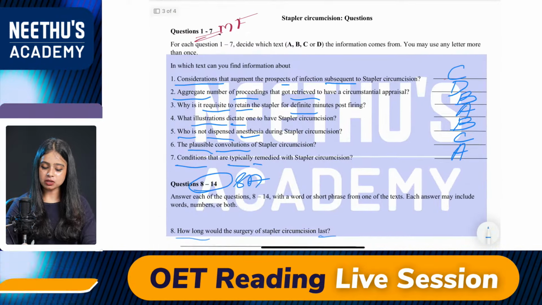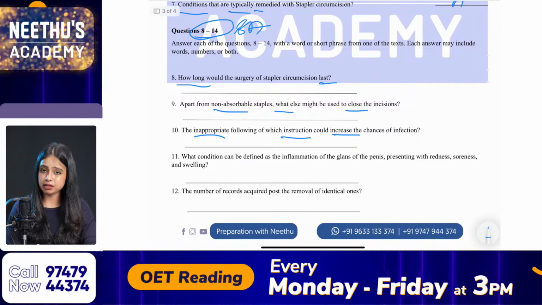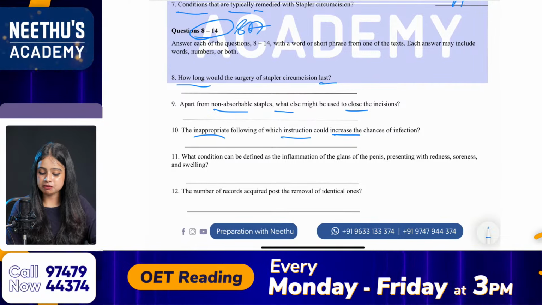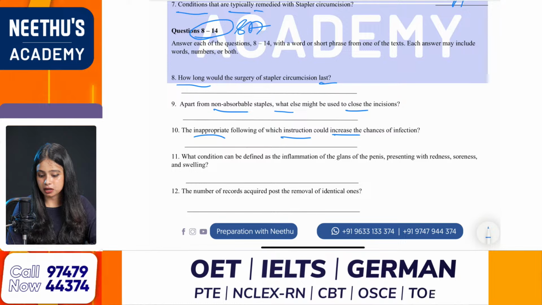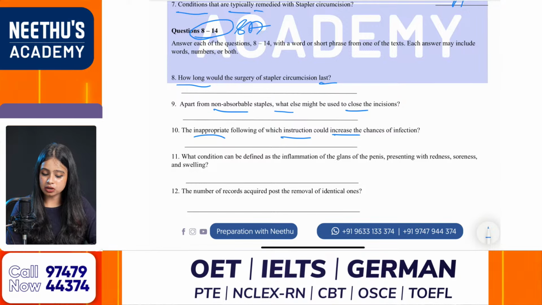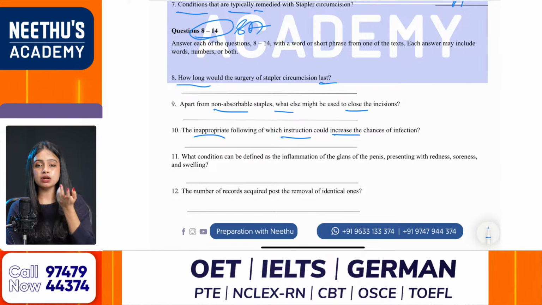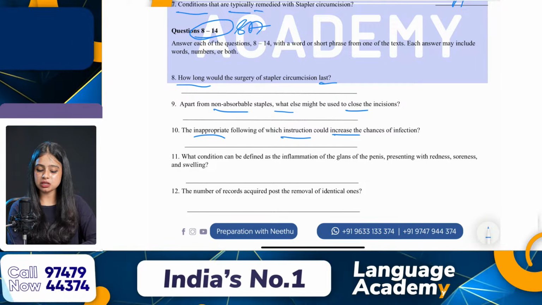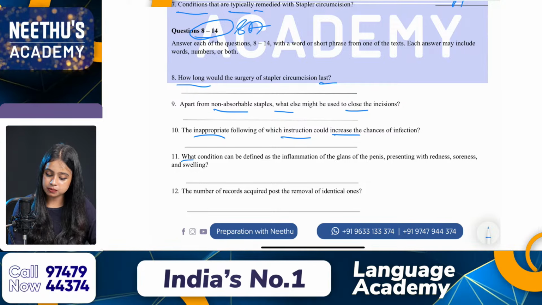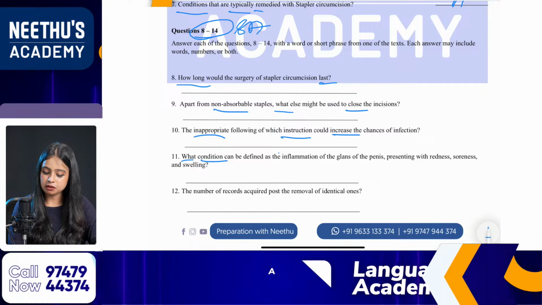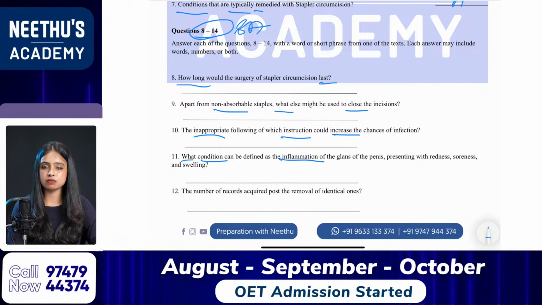Okay, then what about the next one? 11th one. What condition can be defined as the inflammation of the glands of the penis, then presenting with redness, soreness and swelling? So a lot of symptoms mentioned here, and what is the name of the condition? So what condition can be defined as the inflammation? So any idea?